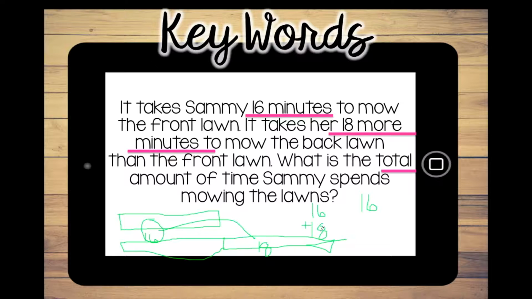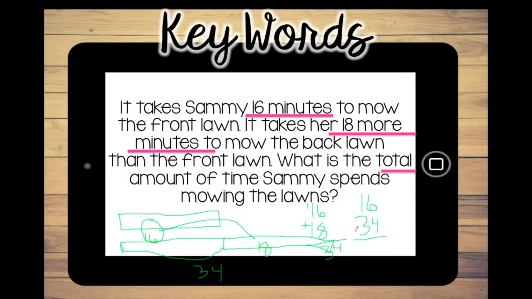So 8 plus 6 is 14. Then we have 1 plus 1 plus 1 is 3. So we get 34. Now that we know that the back lawn, the 16 plus 18 equals 34, we can put 34 in here. We can do 16, the front lawn, plus the back lawn. So we have 16 plus 34.